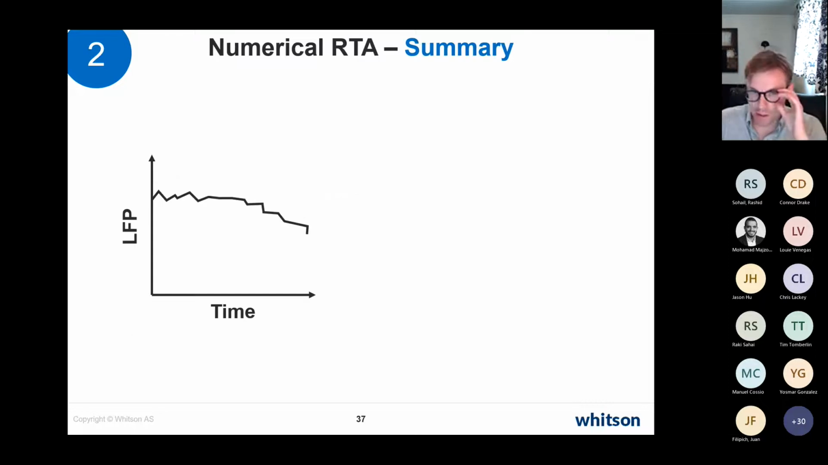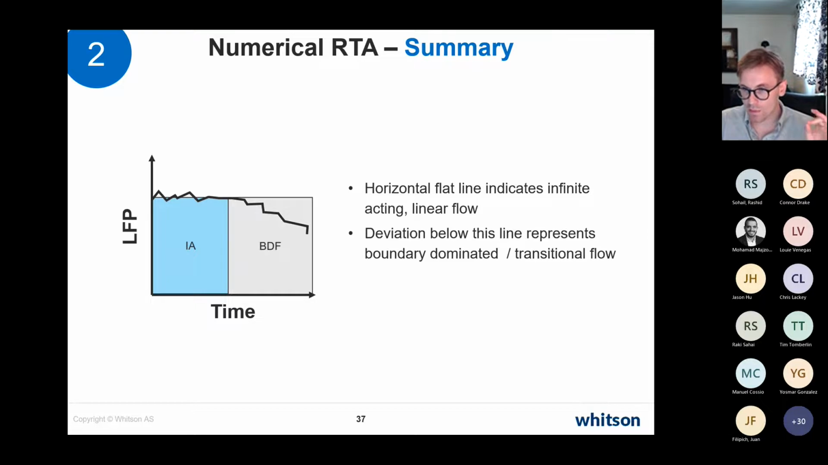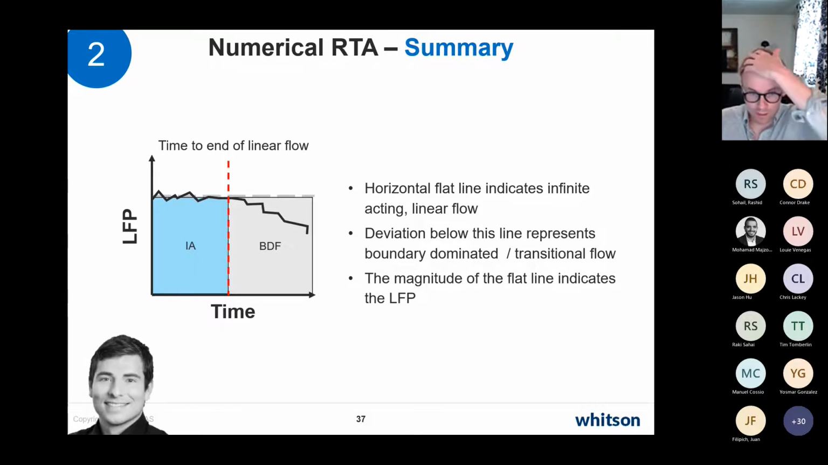And the way that Bowie diagnostic plot looks is what we see here, just LFPs versus time. As long as the line is horizontal and flat, it indicates infinite acting linear flow. Deviation below this line represents boundary dominated or transitional flow, and the magnitude of the line itself indicates the LFP. And if you'd like to think about time to end of linear flow, I guess that line would be somewhere in between here. And this is the technique from Braden on the picture here.